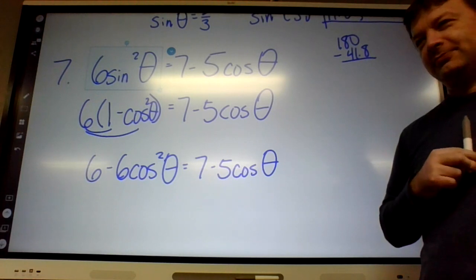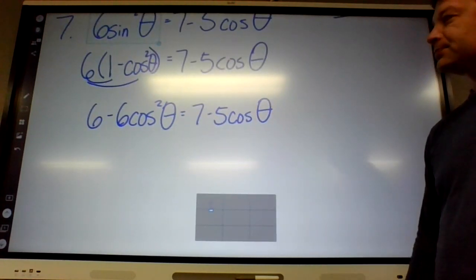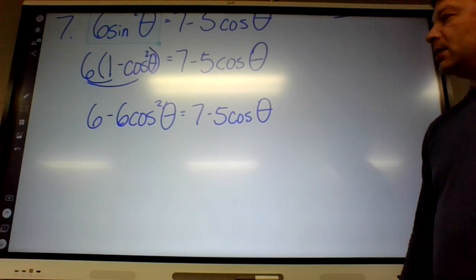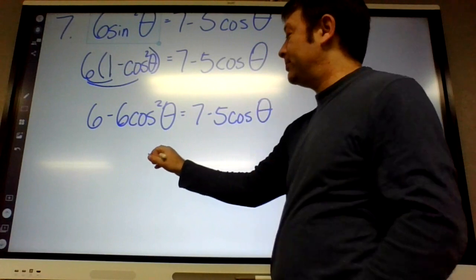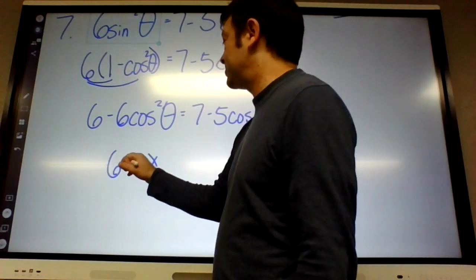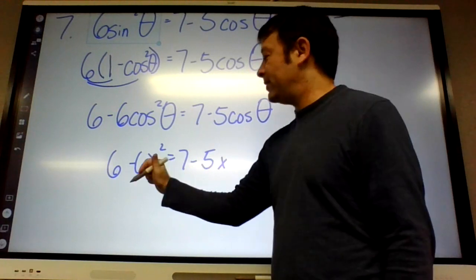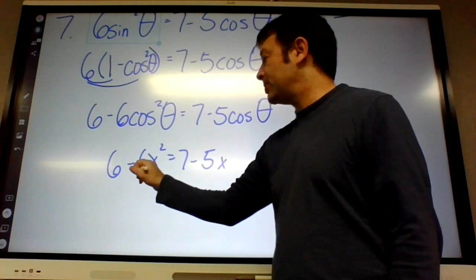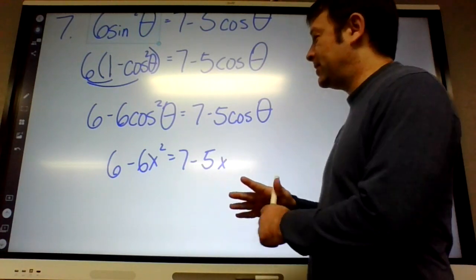Plus 6 cosine. Okay, any guesses now? Yeah, you could do that. So when we have an x squared problem, let me turn this into an x squared problem. If we have a quadratic equation like this, what do we normally do? Move it to one side and then factor.